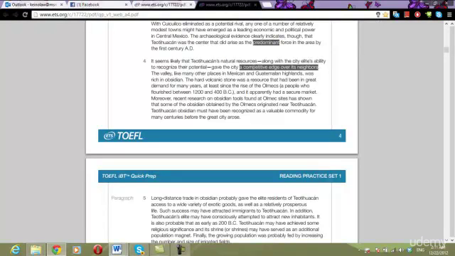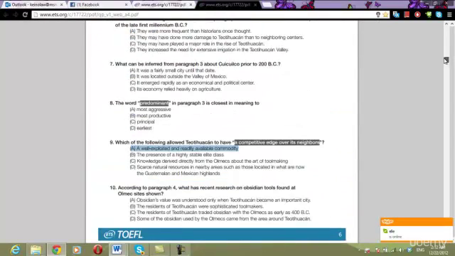Alright? Now, a lot of students make the mistake of picking some of these other answers. Look at choice B. Choice B says the presence of a highly stable elite class. Apologize for that. Now, a lot of students get fooled by this. It says the presence of a highly stable elite class. So let me explain to you why that's wrong.